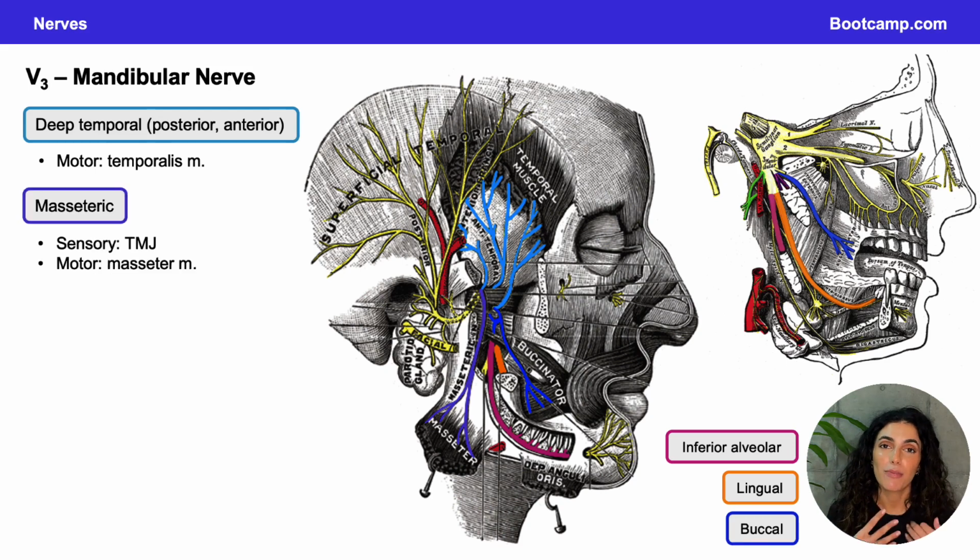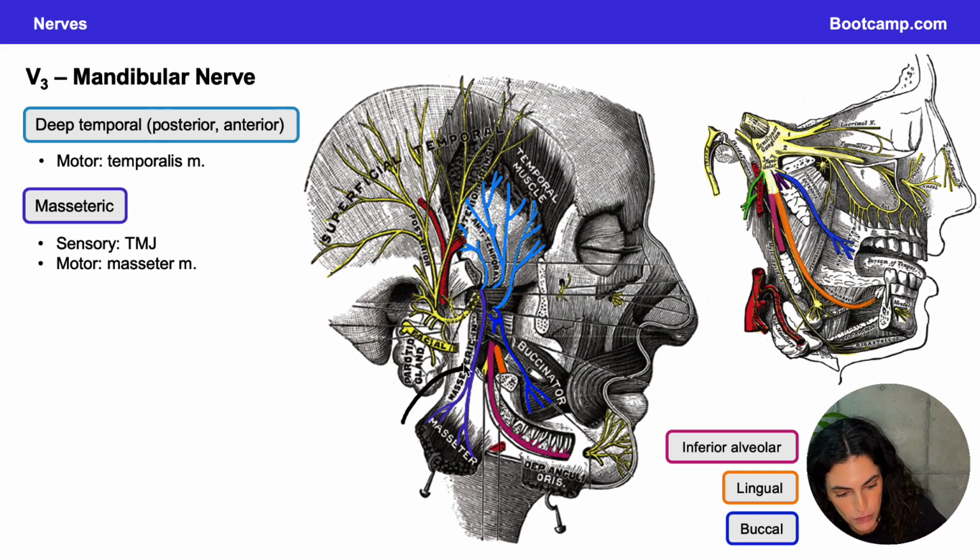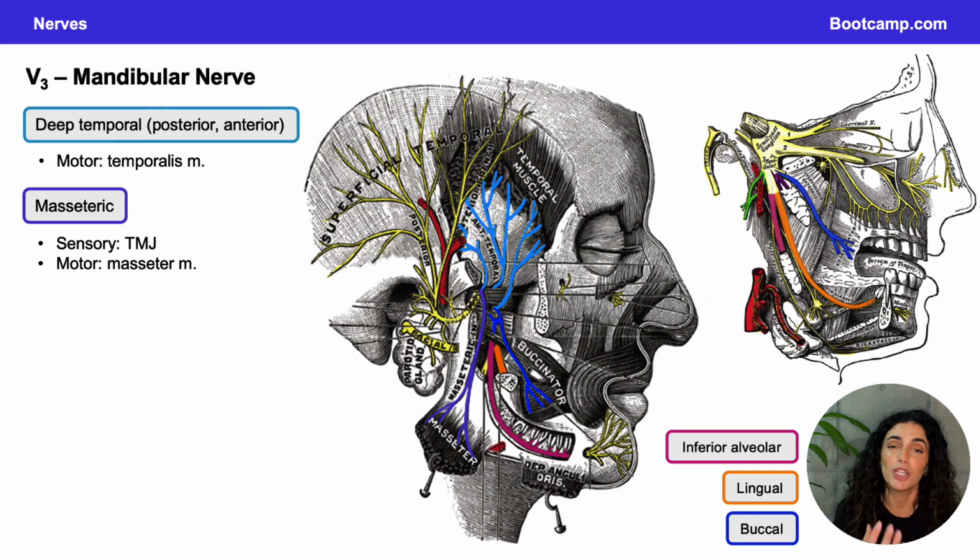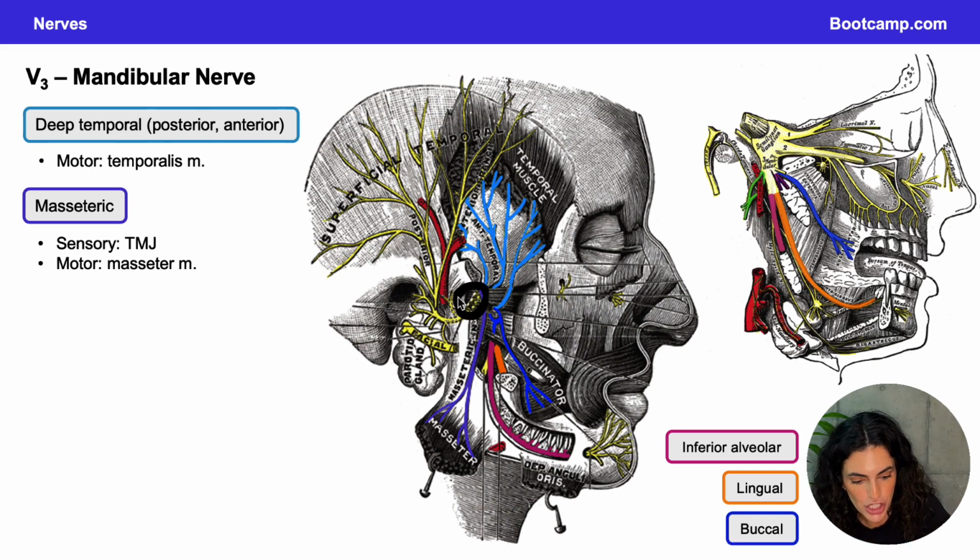We also have another branch that's going to go and supply motor innervation to another one of our muscles of mastication, and that's going to be our masseter. And our masseter muscle really sits along the ramus of the mandible. And this masseteric nerve will also be a bit more superficial, but will be traveling deep within the masseter muscle to eventually give off a few muscular branches to go and innervate it. It's also going to give off some sensory innervation to the temporomandibular joint, which should be located in this area over here.